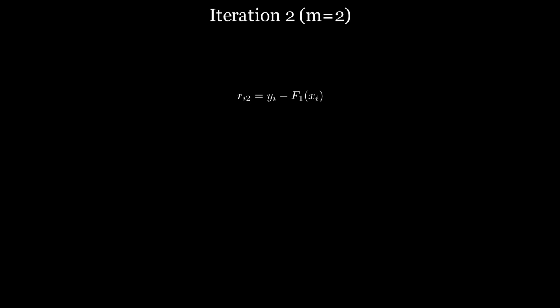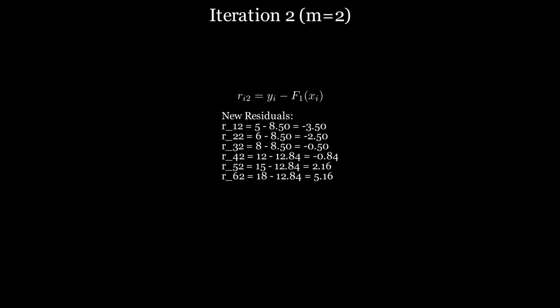Let's go again. We compute new residuals, this time using our updated predictions, f1. Notice that the residuals are generally smaller now. Our model is improving. Now we fit a new stump, h2, to these new residuals. This time, the best split is found at x less than 4.5.